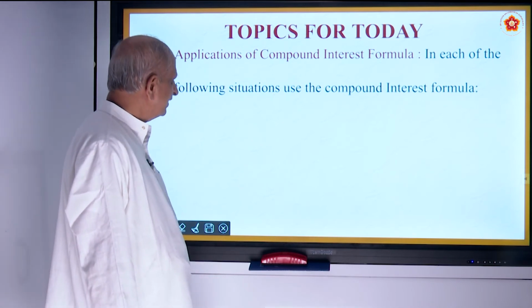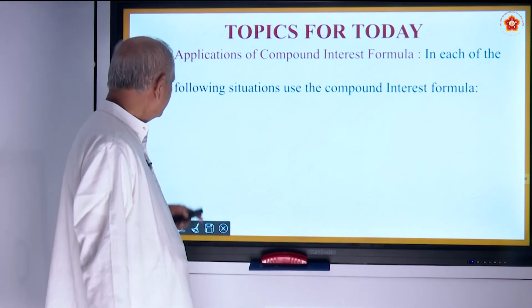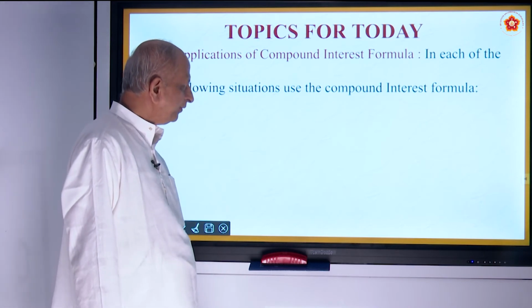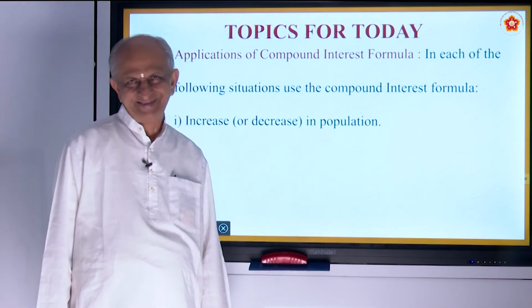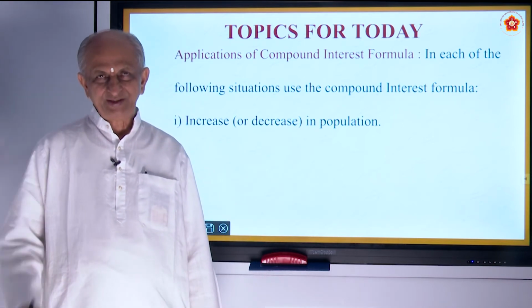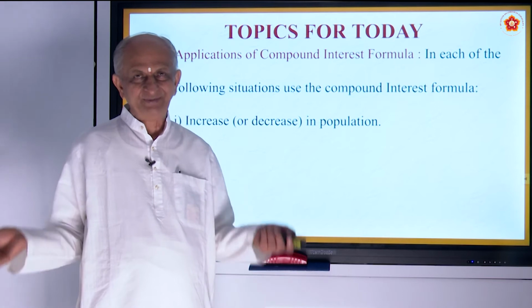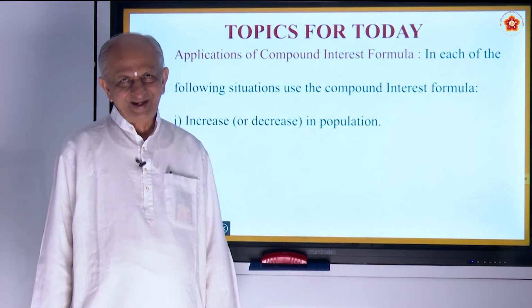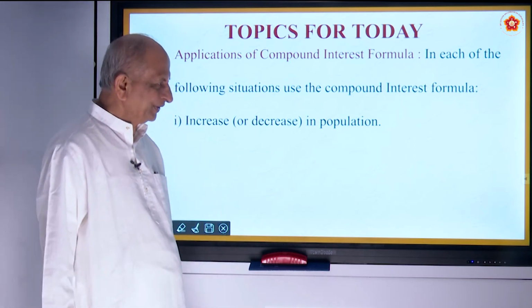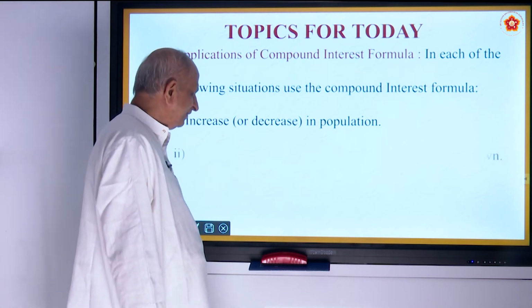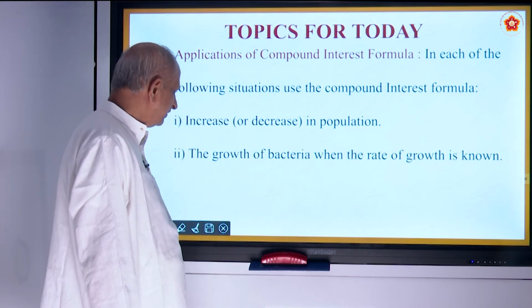Okay. Here let us see, are there any other features for this compound interest? Yes, it is there. In each of the following situations, we use the compound interest formula. Increase or decrease in population. Same formula, we will use those terms for a different purpose. So every year, as you know, there will be an increase in population. And because of war or bombing, there will be a decrease again. And due to weather also in some countries. So anyway, increase or decrease can be calculated with the help of the compound interest formula.